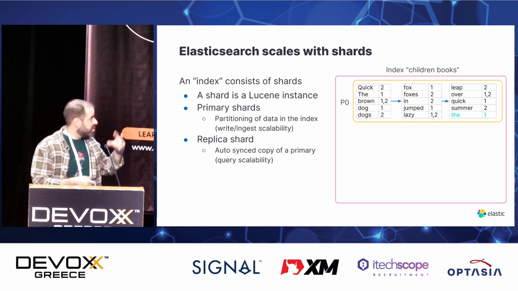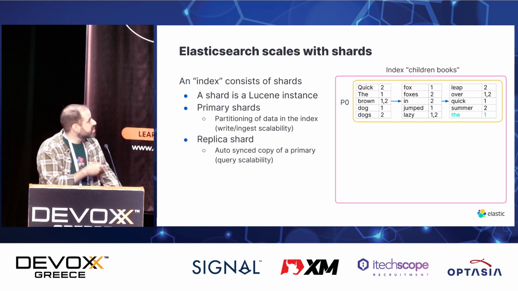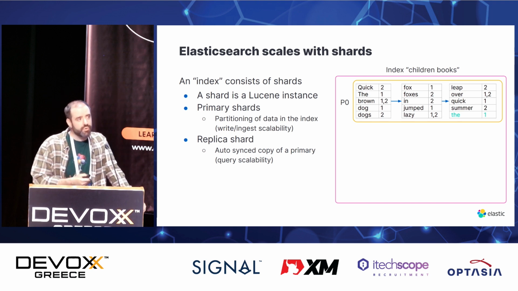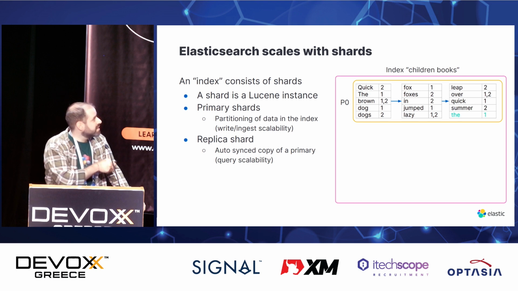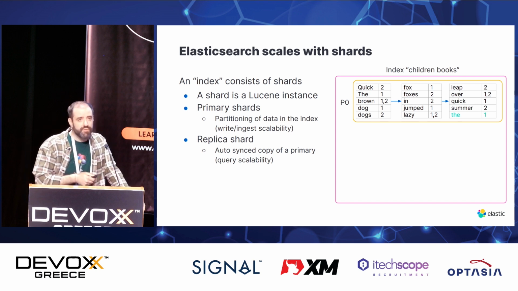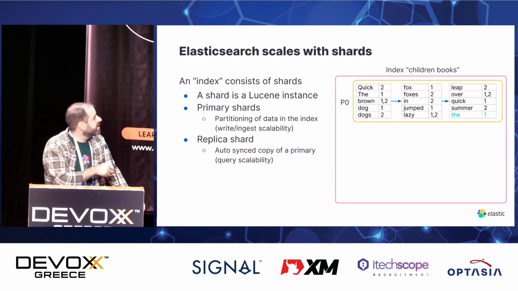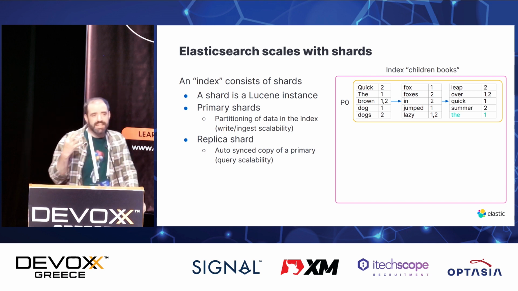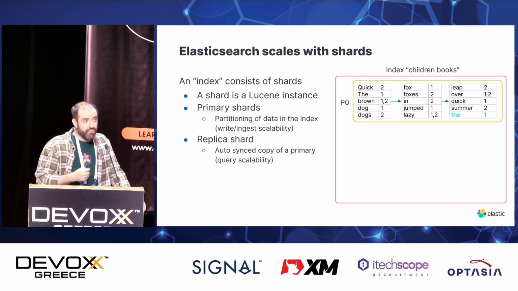Here is some visualization to help you understand this organization of notions. Imagine that you have an index in Elasticsearch called children books, and this has one primary shard that we have here called P0, and this has the Lucene instance that I visualized before.